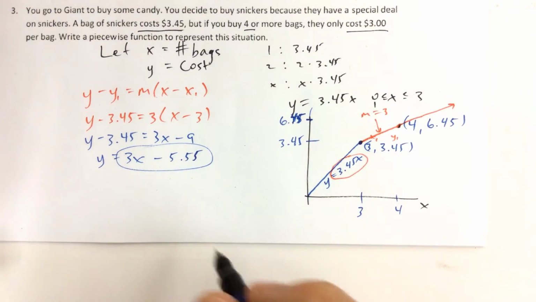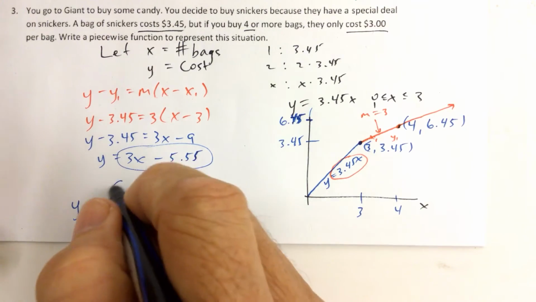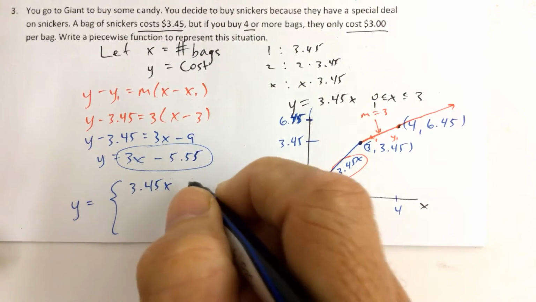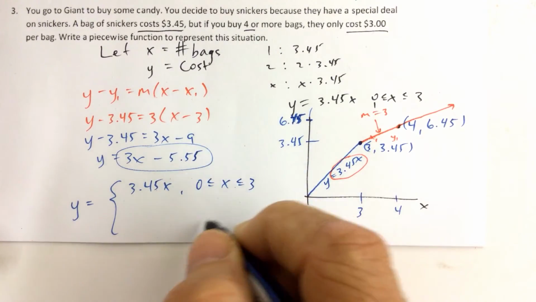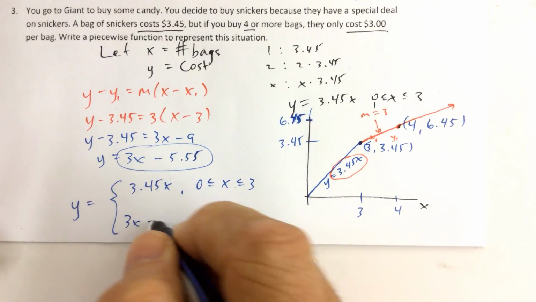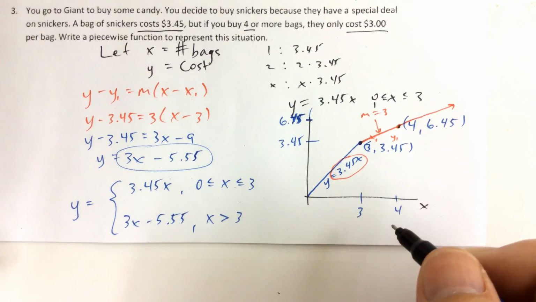So when we put all that together, we have y equals, or f of x equals, the first piece, $3.45 times x, when x is between 0 and 3, and then beyond 3, when x is greater than 3, we have this piece right here, 3x minus $5.55. Hope I did the math right there.